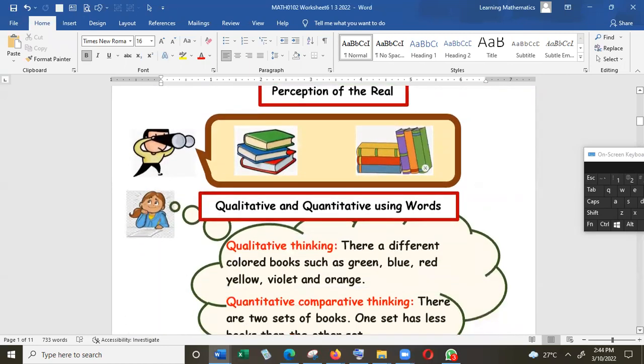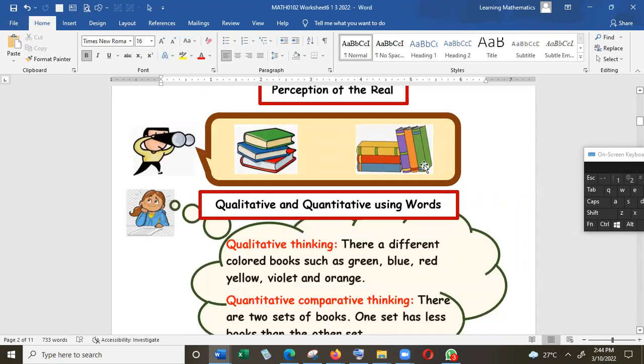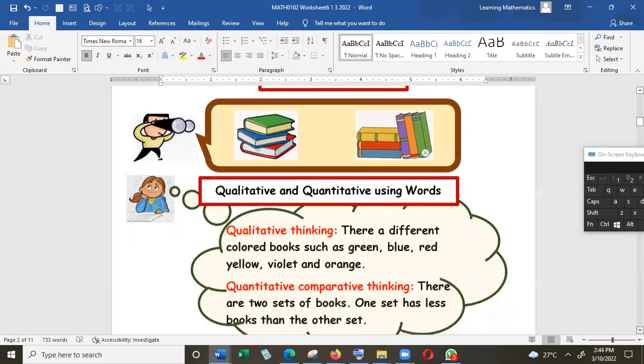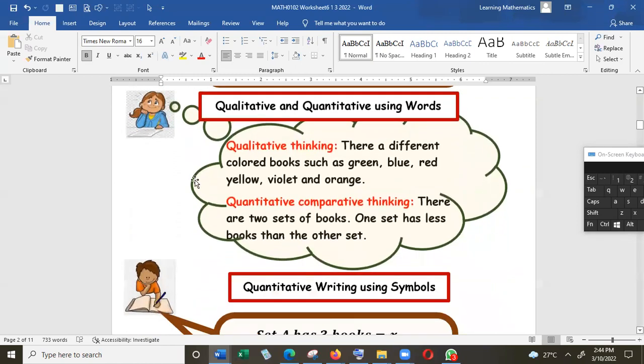So for example, you may perceive some books. Qualitatively, you may say there are different colored books, such as green, blue, red, yellow, violet, and orange. But quantitatively now, you might be comparing. You might say that there are two sets of books. One set has fewer books than the other. Now, these are words that you are using in your mind, okay?